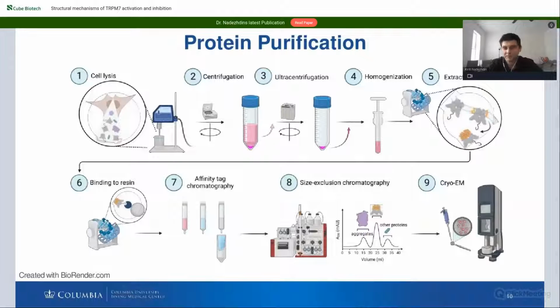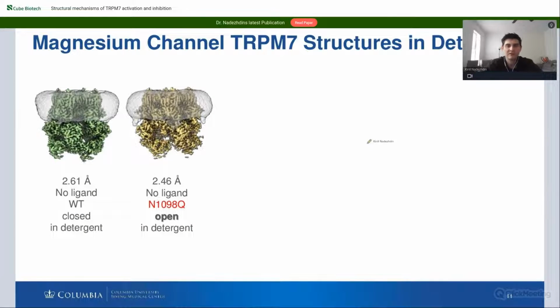That's exactly what we did when we started this project. In the end, we got beautiful structures of the TRPM7 magnesium channel in detergent at good resolution in the closed, so-called apo state, the resting state. We also introduced one mutation to make this channel constitutively open, always open. So we also got the structure of the TRPM7 channel in the open state with the mutation.